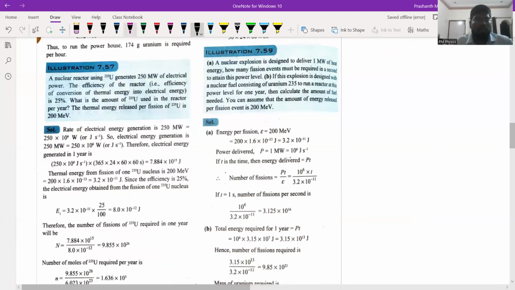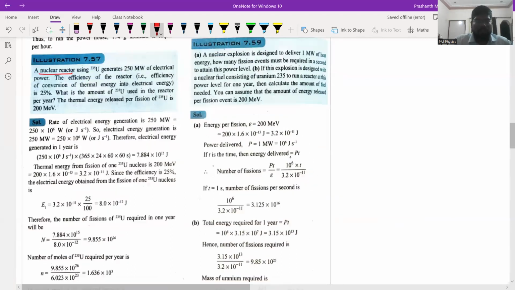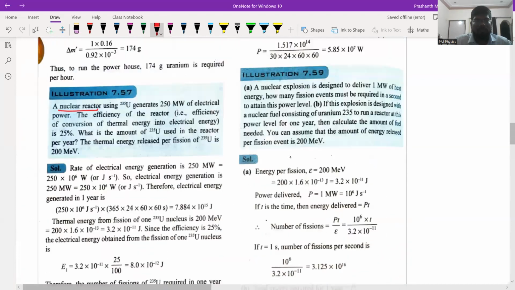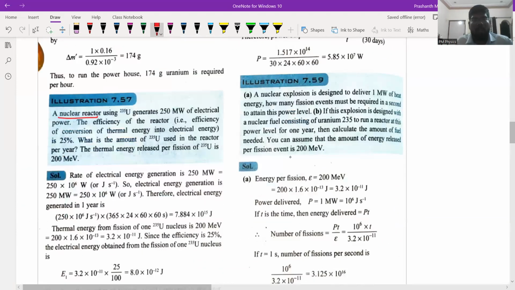So again, if you see the next question also, they are saying what nuclear reactor is there. So zoom in. Again, it is generating 250 megawatt. Again, power is given. Efficiency is given. That is electrical energy by time. So electrical energy is equal to, again, power into time.